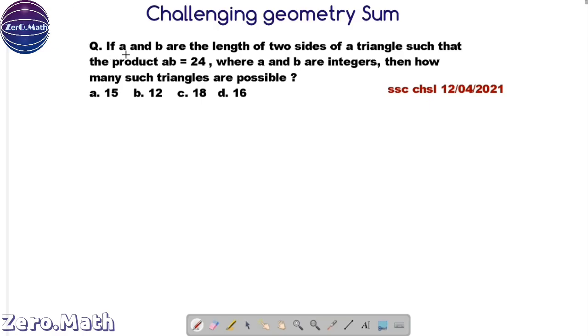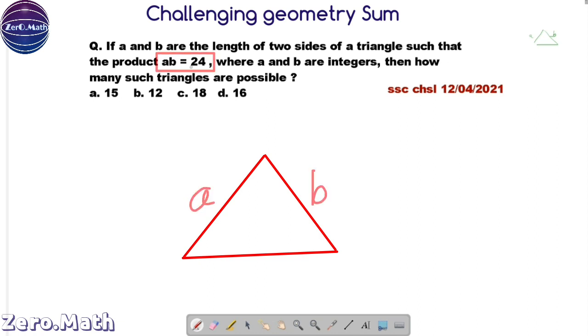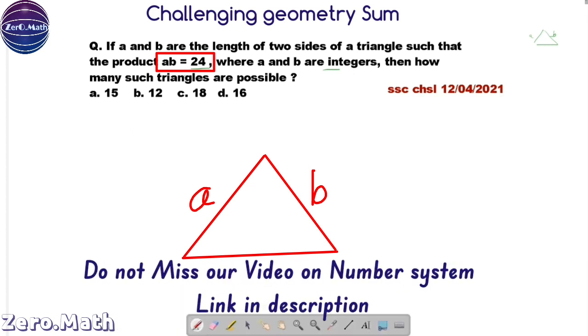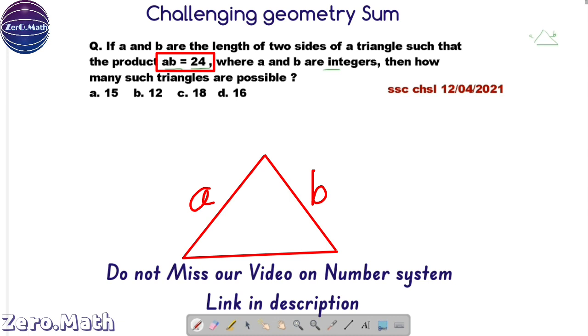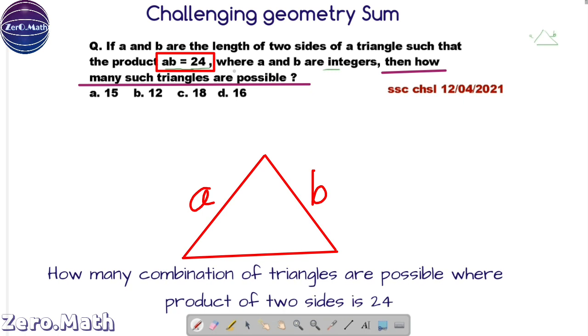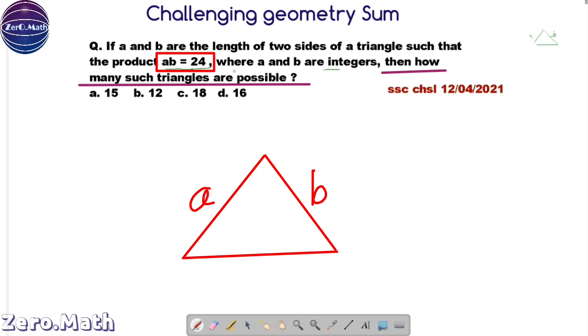Let's solve the question. So what's been given: if A and B are the lengths of two sides of a triangle. So there is a triangle and there are two sides with lengths A and B. And what's given, the product of A and B is 24, where A and B are integers. So what are integers? Numbers like 1, 2, 3, minus 3, which are integers. If you want to have the complete understanding of integers, then watch our video on number systems. What we need to figure out is how many such triangles are possible where the product of the lengths of two sides of the triangle is 24. I hope you are clear with the question.